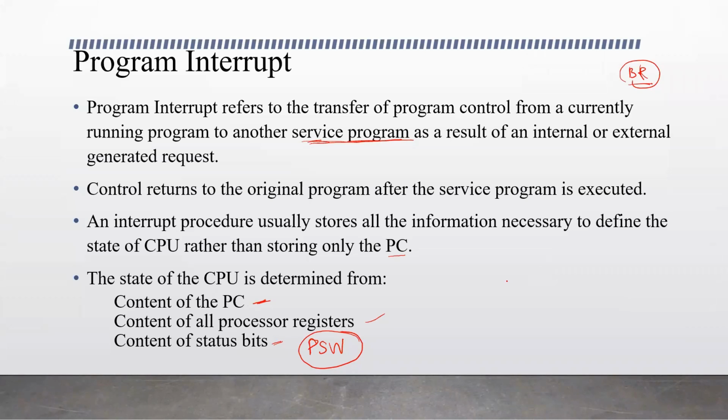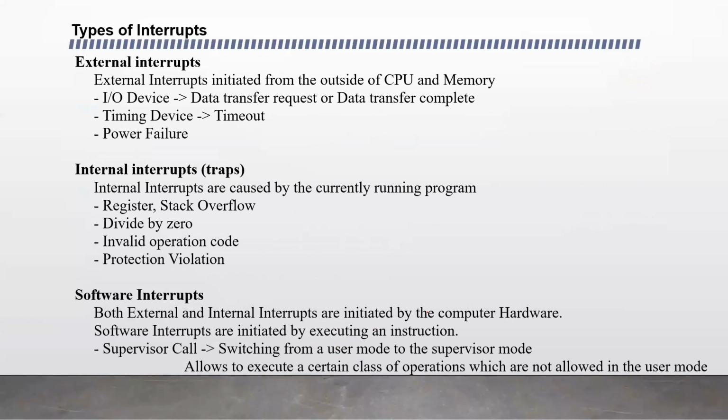So before branching to execute the interrupt service routine, the state of the CPU has to be stored. The state of the CPU includes the content of PC, the content of all the registers, and the content of the status bits. The types of interrupts may be internal interrupts, external interrupts or software interrupts.